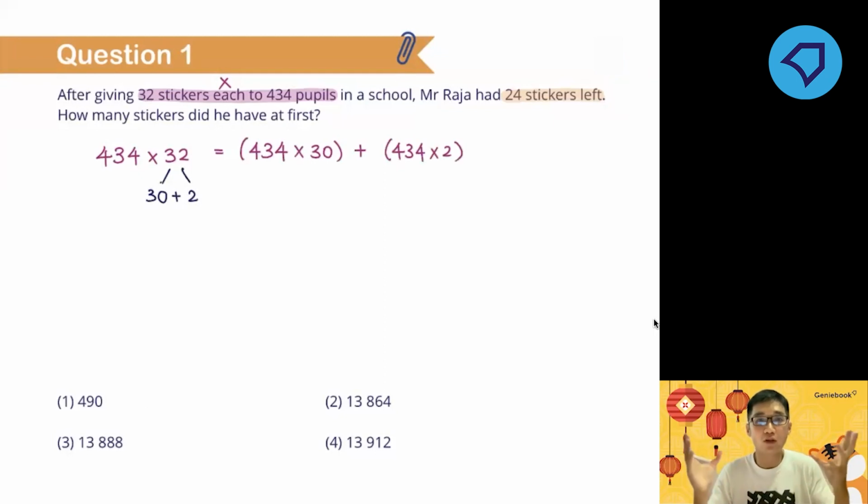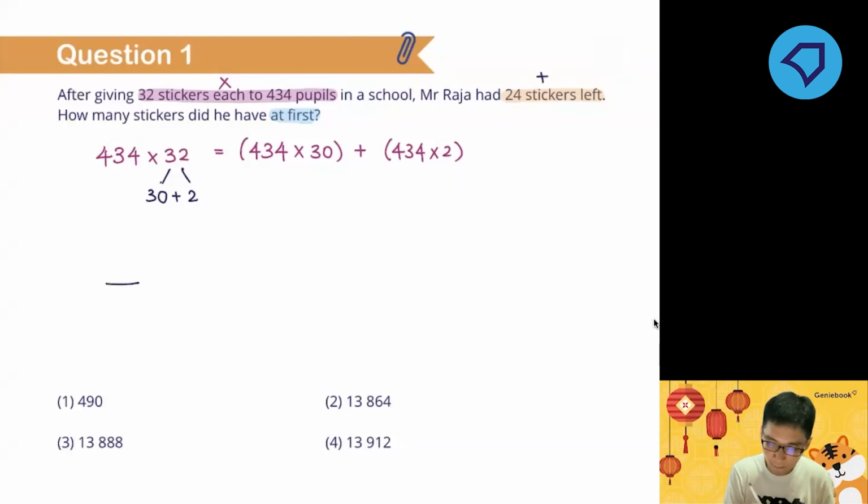Now, after we have found the total number of stickers given to all the pupils, what do I need to do next? Look at the next clue. Mr. Raja had some stickers left, and my aim is to find out how many stickers he had at first, at the start. So what should I do? This time round, we need to add. Put back the 24 stickers to the big sum of stickers given to the pupils. Then we know the total. So once you have the answer here, you take that answer plus 24. This will give you the final answer.